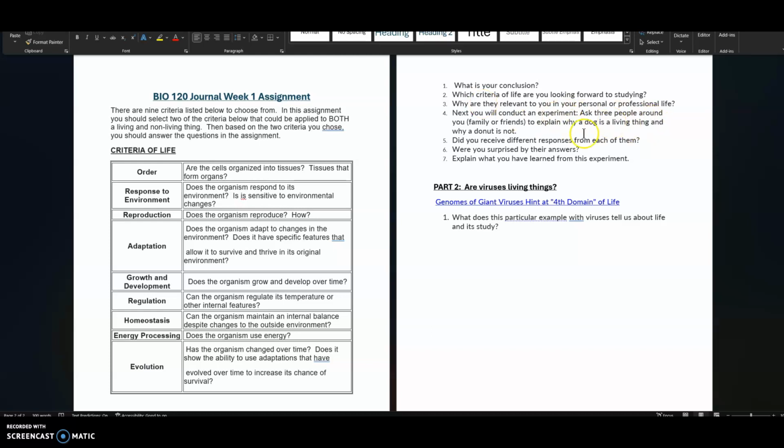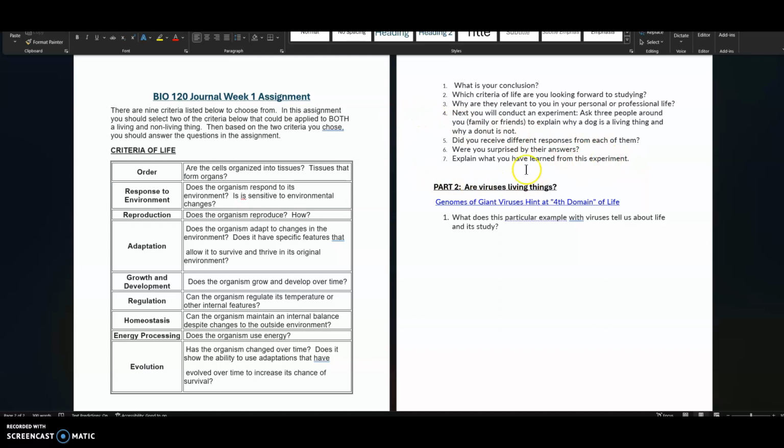Then you're going to conduct an experiment. So you're going to find 3 people that are either in your family, your friends, your coworkers, to explain why a dog is a living thing and why a donut is not. And you're going to talk about their responses. So, what did they say in question 5? And then 3, were you surprised by their answers? And then 7, what have you learned from this experiment?